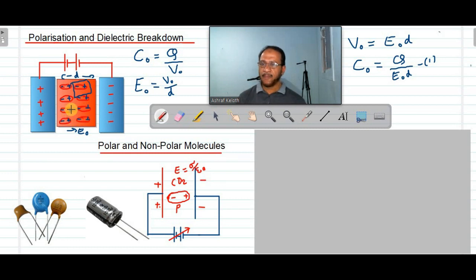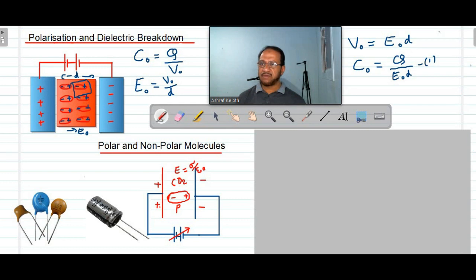Positive of one molecule is in close contact with the negative of the other molecule, so they will cancel each other. Yes, sir. If you take the inside of the bulk of the dielectric material, throughout you can see plus of one molecule and negative of the other molecule, meaning the electron cloud of one molecule and the nuclei of the other molecule. They are close to each other, so the charges will cancel each other.